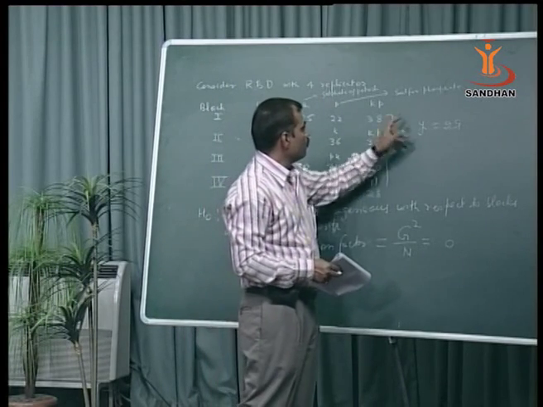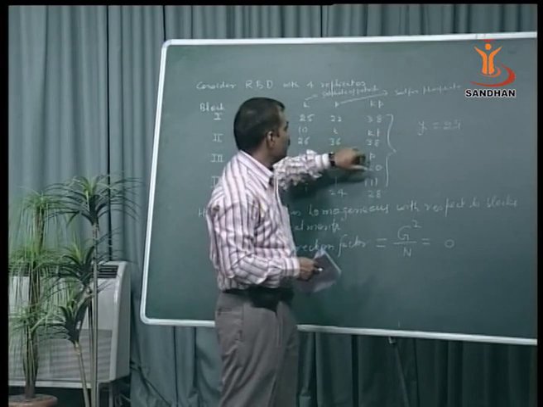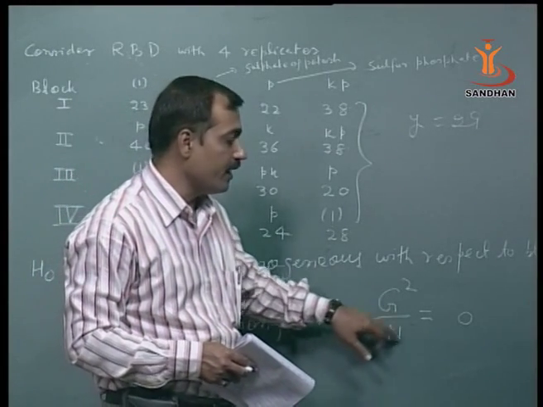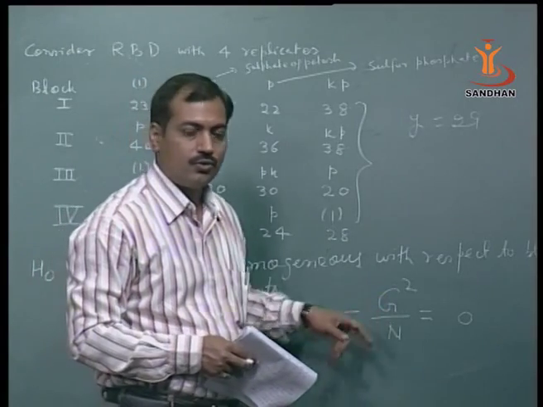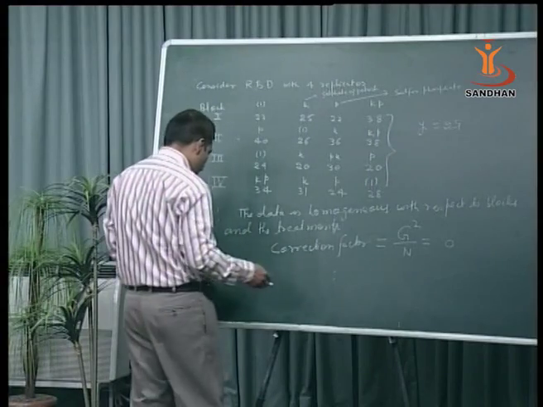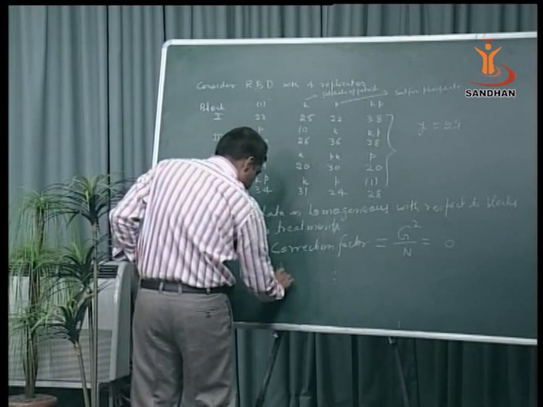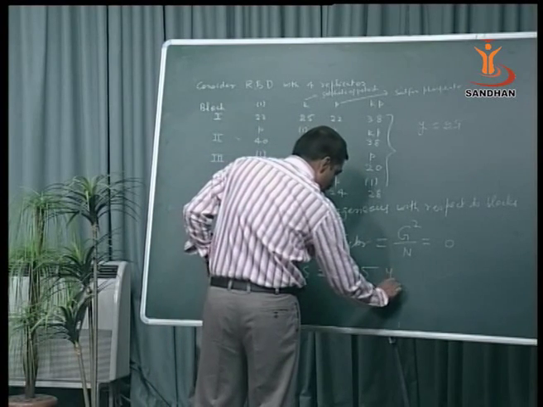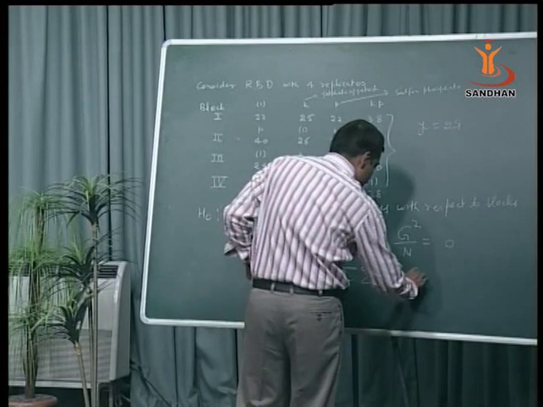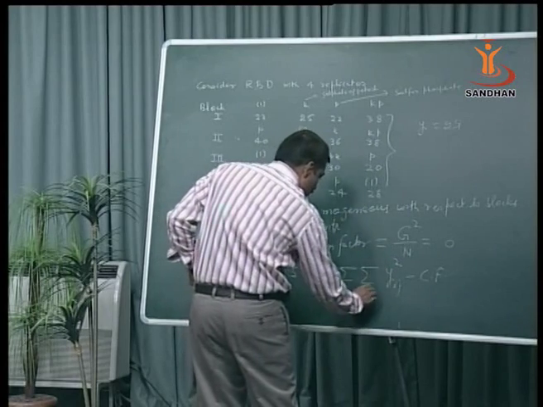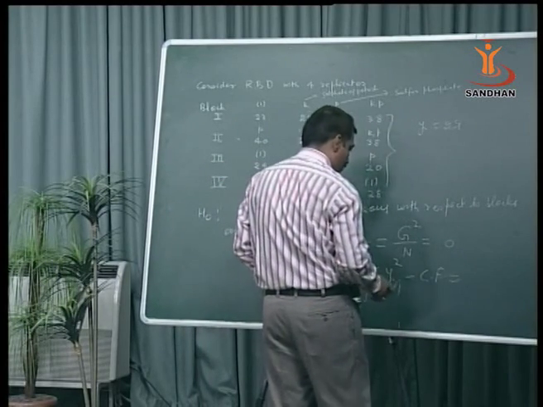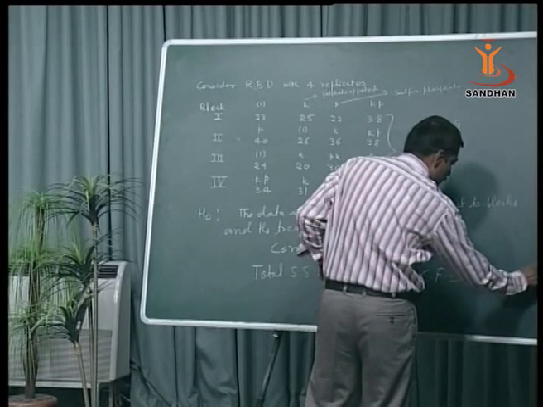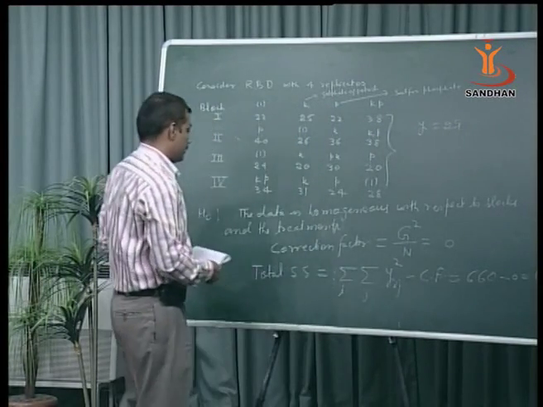Our correction factor comes out as G square over N, that is grand total is 0. When we reduce all these values by taking y equal to 29 and then apply Yates method, we get G square over N equal to 0, because G is 0 for this experiment. Then we write the total sum of squares. Total sum of squares is given by the formula sum of Yij square minus correction factor, where i takes values for treatment and for blocks. So this is 660 for this experiment.